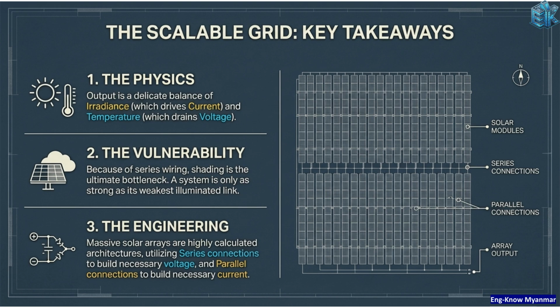In summary, the output is a delicate balance of irradiance driving current and temperature draining voltage. The vulnerability is shading, as series wiring makes the system only as strong as its weakest illuminated link. The engineering uses series connections to build necessary voltage and parallel connections to build necessary current for massive solar arrays.